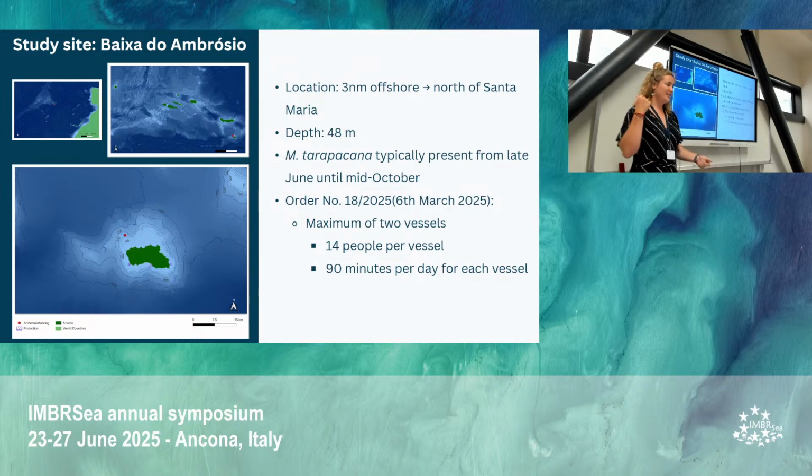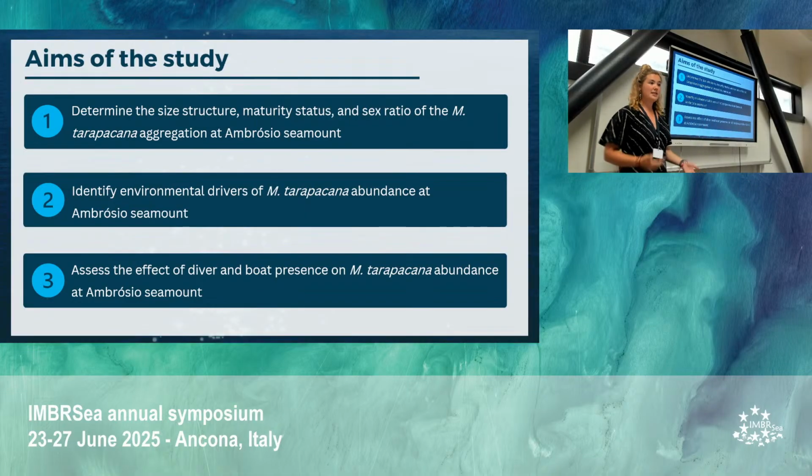So now to try to build a baseline about the structure of this aggregation and to also investigate the effect of tourism, we raised several aims for our study. The first one was to determine the size structure, the maturity status and the sex ratio of these individuals making up the aggregation at Ambrosio Seamount. I wanted to identify the environmental drivers of Mobula tarapacana abundance and also investigate the effect of human presence on the abundance of these rays.